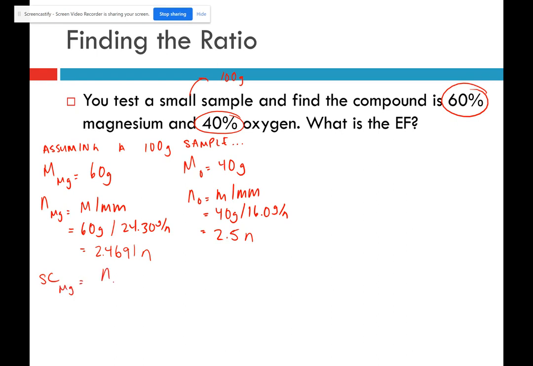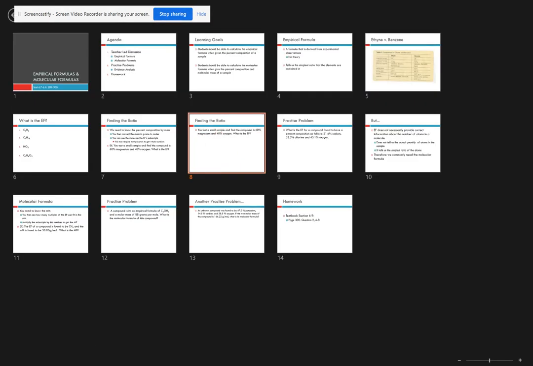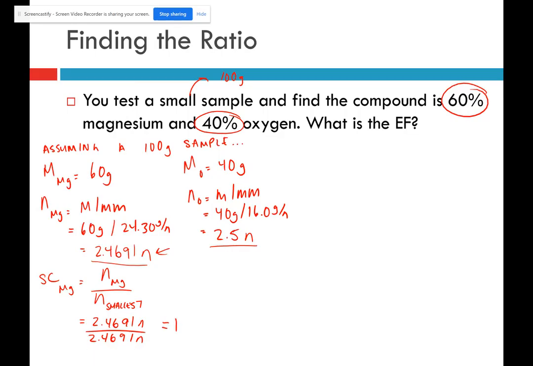take is your moles of whatever you got, so in this case magnesium, if I want to figure out the subscript of magnesium, and divide it by whatever mole value is your smallest. For example, we got 2.46 and 2.5, so we're going to divide by 2.46, okay, because it's smaller than 2.5. So I'm going to take 2.4691 moles, divide that by 2.4691 moles, and so we're obviously going to get 1. Okay, so our subscript for magnesium is going to be 1 in our empirical formula.